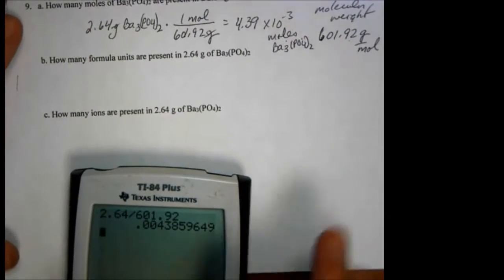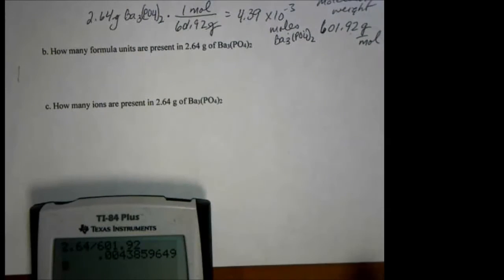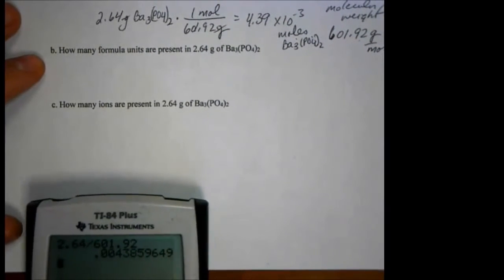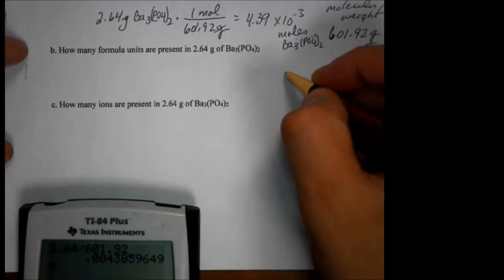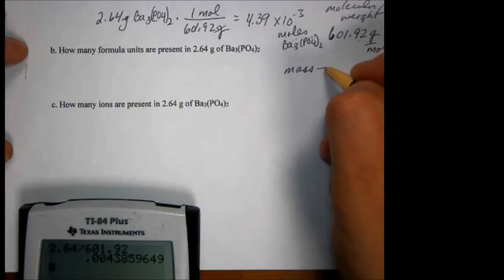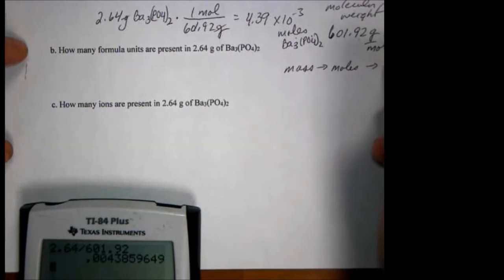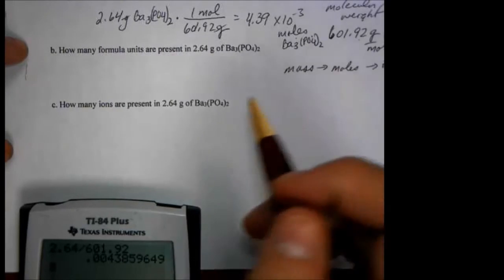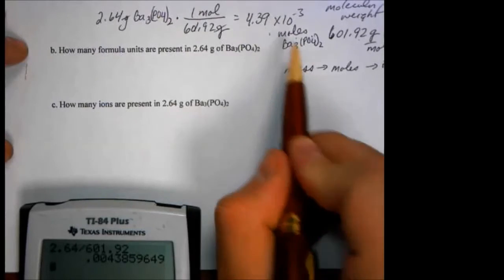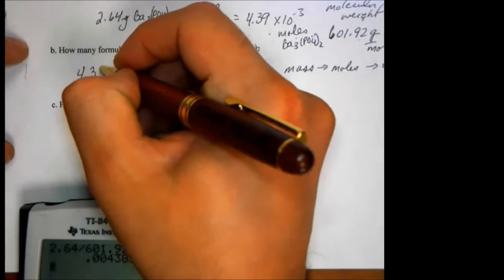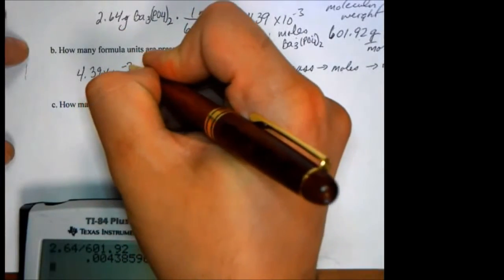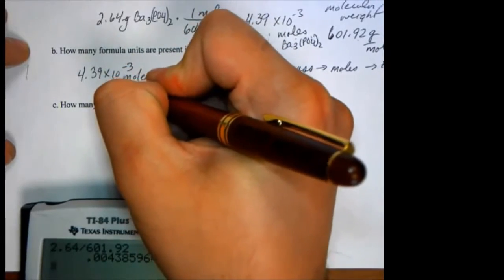Now it asks us to calculate how many formula units are present in 2.64 grams of barium phosphate. To calculate formula units, now we're calculating quantities of things. In this case, we're going from mass to moles, and then from moles to the number of formula units. Since we calculated the number of moles, we can skip this step because we just did that. I can just grab my number of moles, so 4.39 times 10 to the minus third moles of barium phosphate.